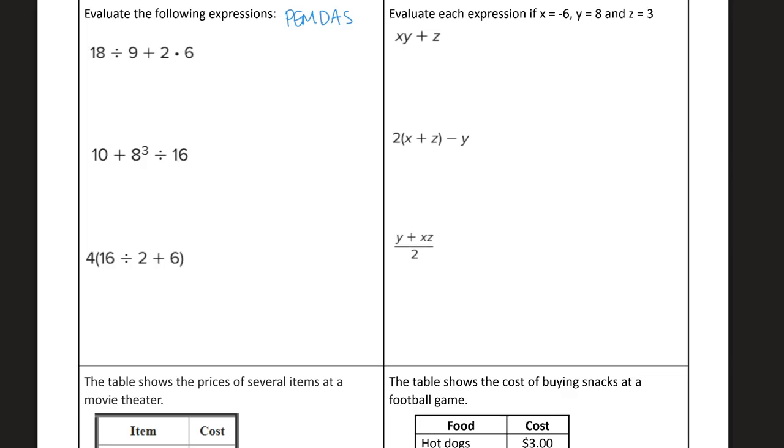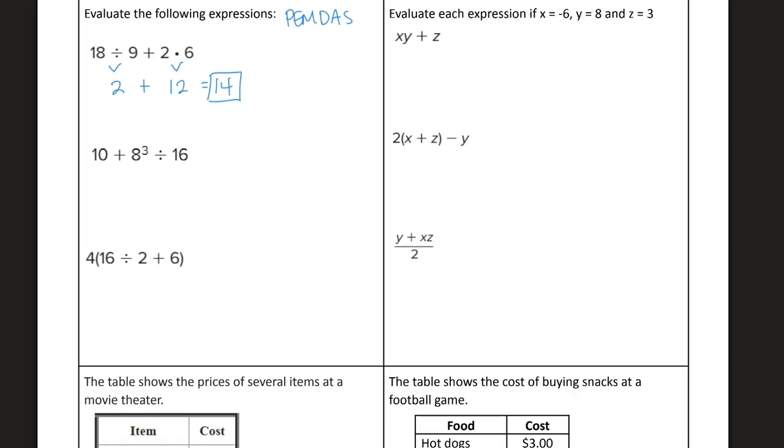So I see multiplication, division. We're going to work from left to right. 18 divided by 9 is 2. And we can also do this one. 2 times 6 is 12. We're going to bring down the plus sign. So now all we have left is 2 plus 12, which is going to be 14.